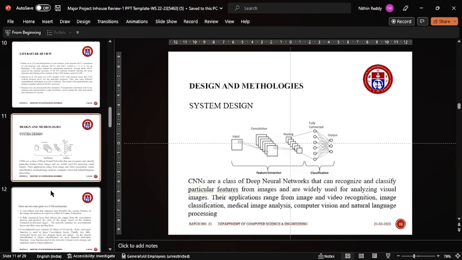Design and methodologies. System design. CNNs are a class of deep neural networks that can recognize and classify particular features from images and are widely used for analyzing visual images. Their applications range from image and video recognition, image classification, medical image analysis, computer vision, and natural language processing.